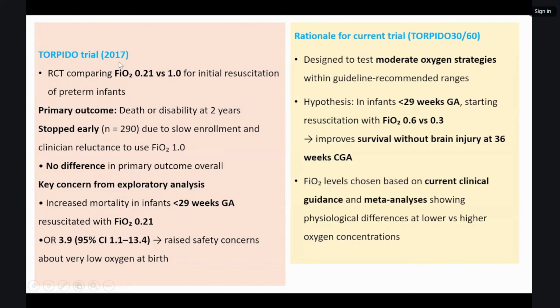A few points about the TORPEDO trial, the 2017 trial, again done by Oei et al. It is an RCT comparing 21% versus 100% for initial resuscitation of preterm infants. Their primary outcome was death or disability at 2 years of age. This trial was stopped early due to slow enrollment and clinician reluctance to use FiO2 of 100%, and there was no difference in the primary outcome. The concern shown by the exploratory analysis was increased mortality in infants less than 29 weeks of gestation when associated with 21%, with an odds ratio of 3.5. So this trial was concluded early by the Drug and Safety Committee because of the increase in mortality when neonates were given 21% oxygen.